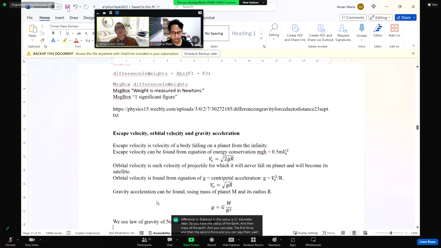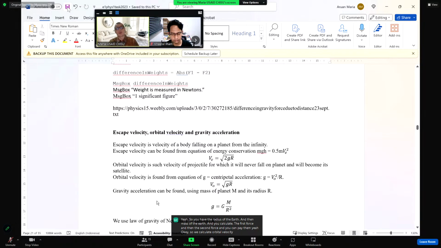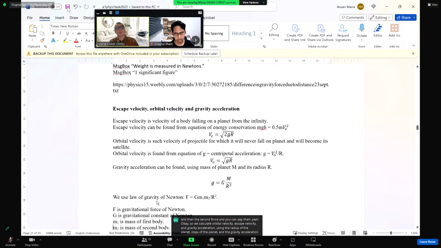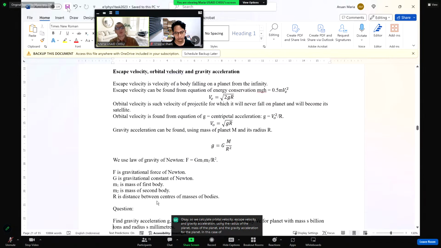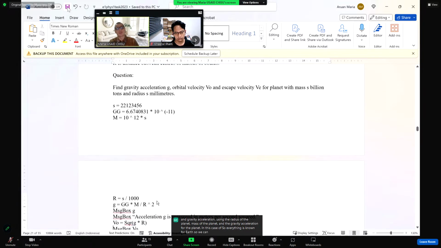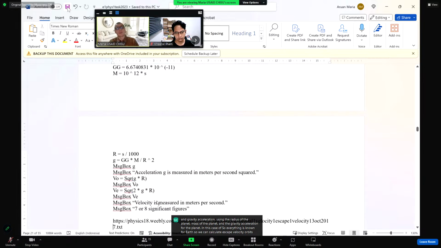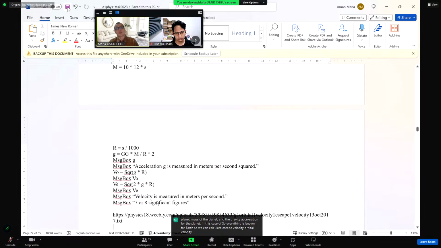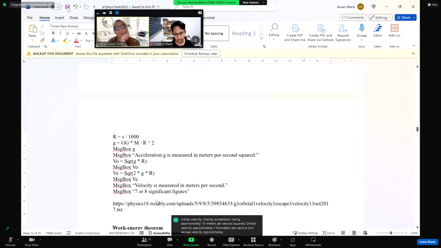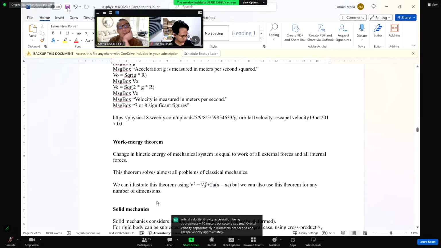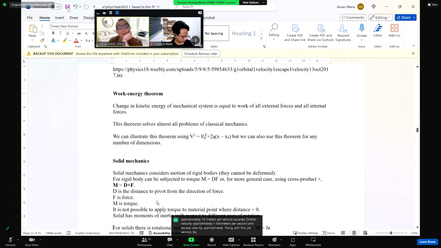Okay, so we calculate orbital velocity, escape velocity, and gravity acceleration using the radius of the planet, mass of the planet, and the gravity acceleration for the planet. In this case, Earth. So everything is known for Earth, so we can calculate escape velocity, orbital velocity, and gravity acceleration, being approximately 10 meters per second squared, orbital velocity approximately 8 kilometers per second, and escape velocity approximately 11 kilometers per second.